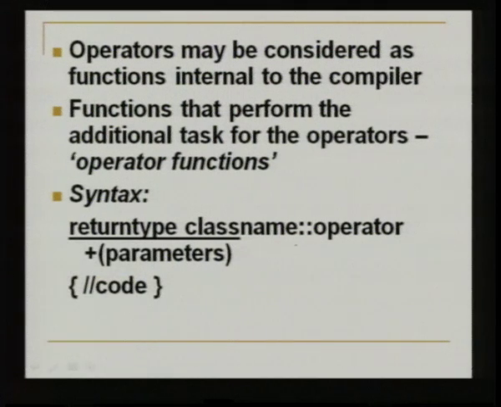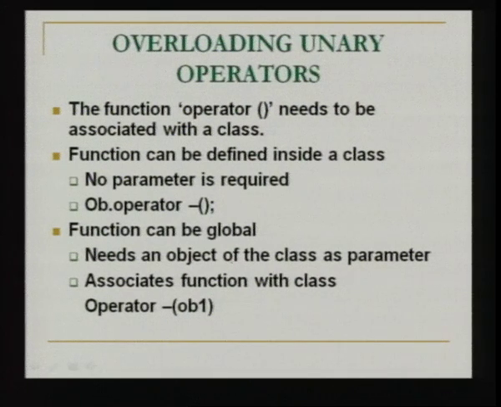Now this is what is new: this operator keyword is new, this operator symbol is new, and these parameters are new. So this is what is different in the operator function overloading. The rest of them, return type, class name, scope resolution operator, all this comes with any function definition. So in overloading, we have unary operator and binary operator overloading.